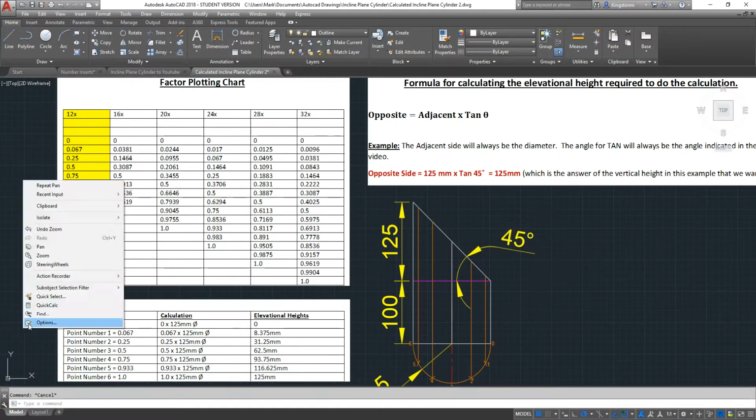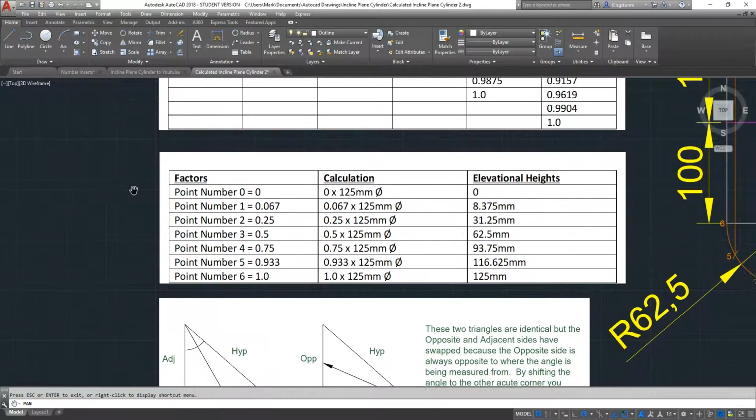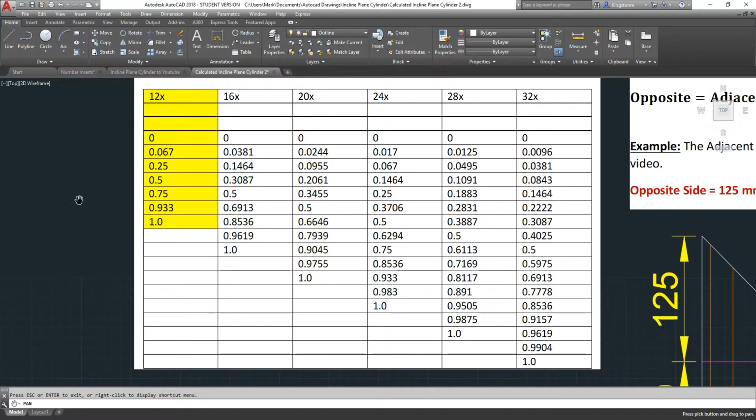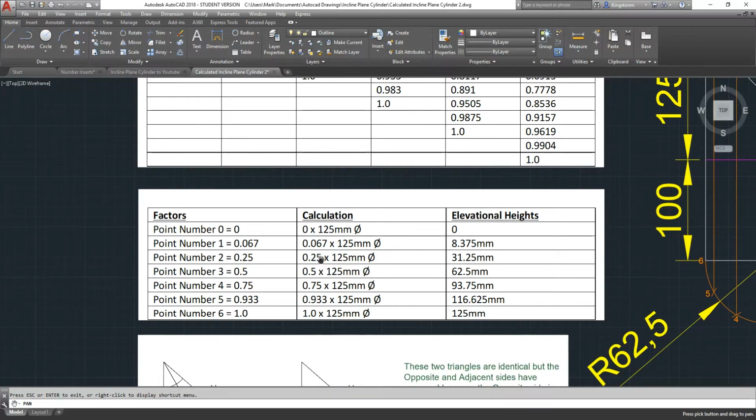So I've done all the calculations in this next chart down. You can see that. So 0.0 times 125 is 0 on this elevational height side out here. The next factor is 0.067 times 125 gives you a height of 8.375. And if you work down through the chart using the factors, you can do all the calculations for your elevational gains from this information here. So that's what you're going to put into the chart, do the calculation, work out your elevational heights.